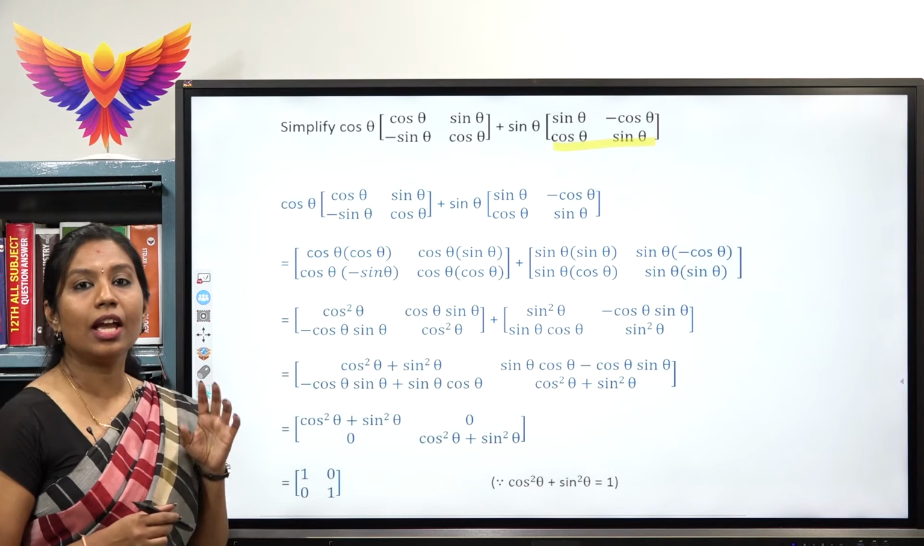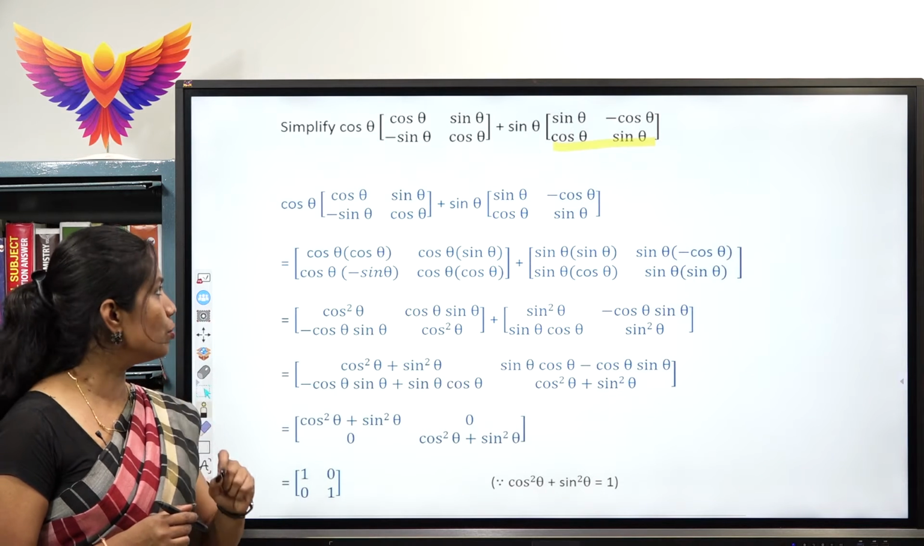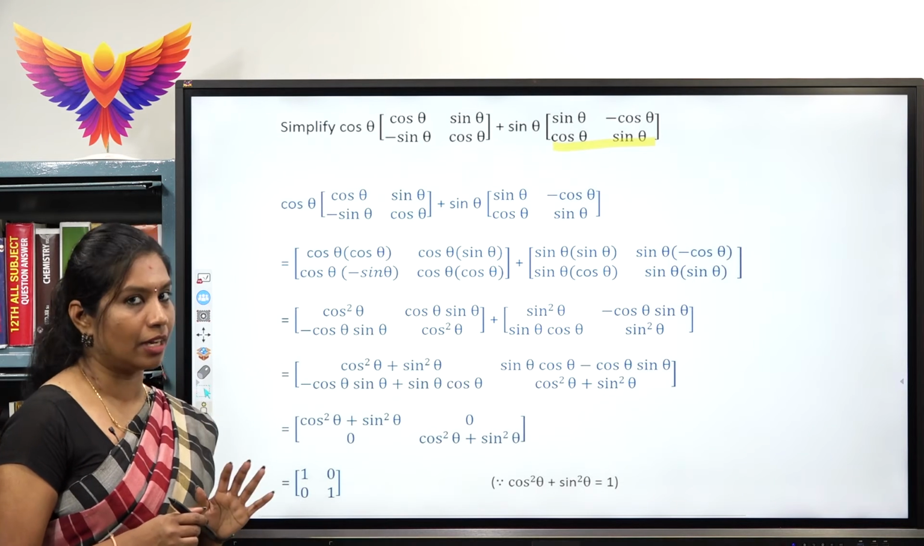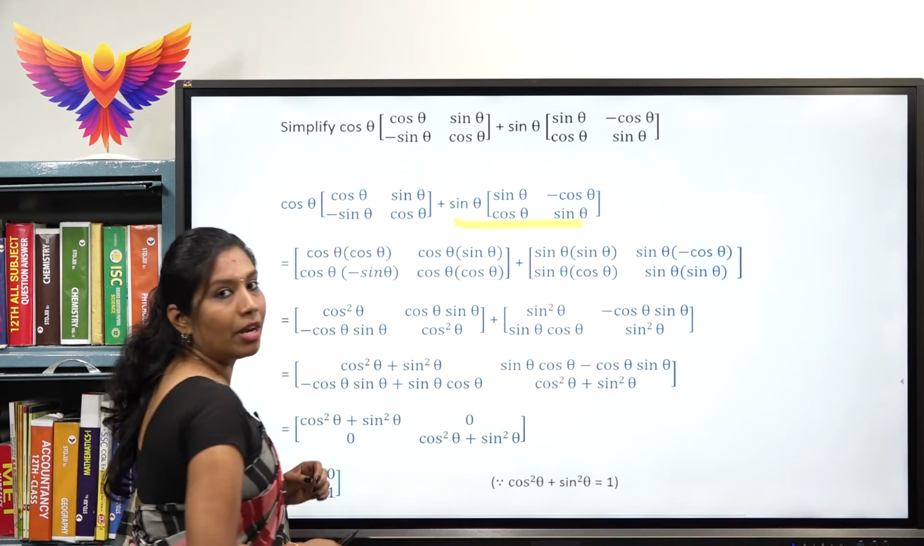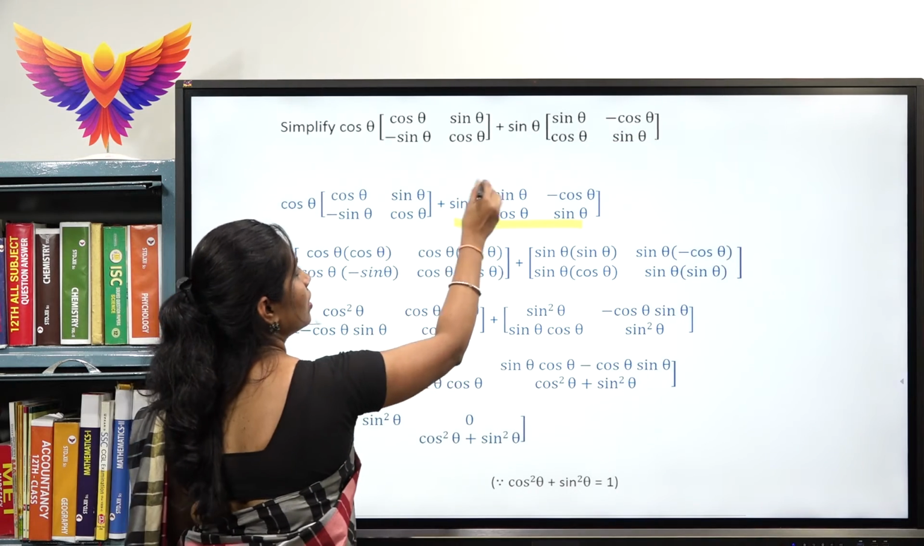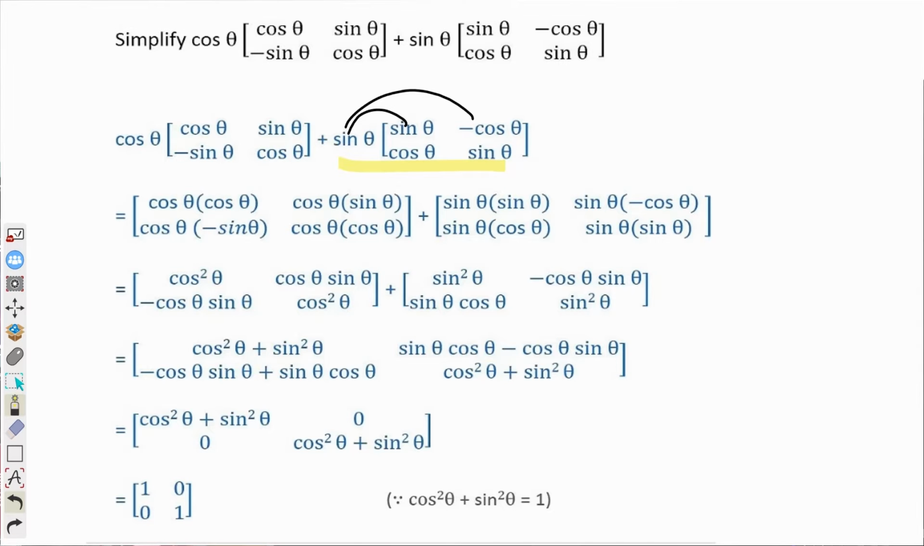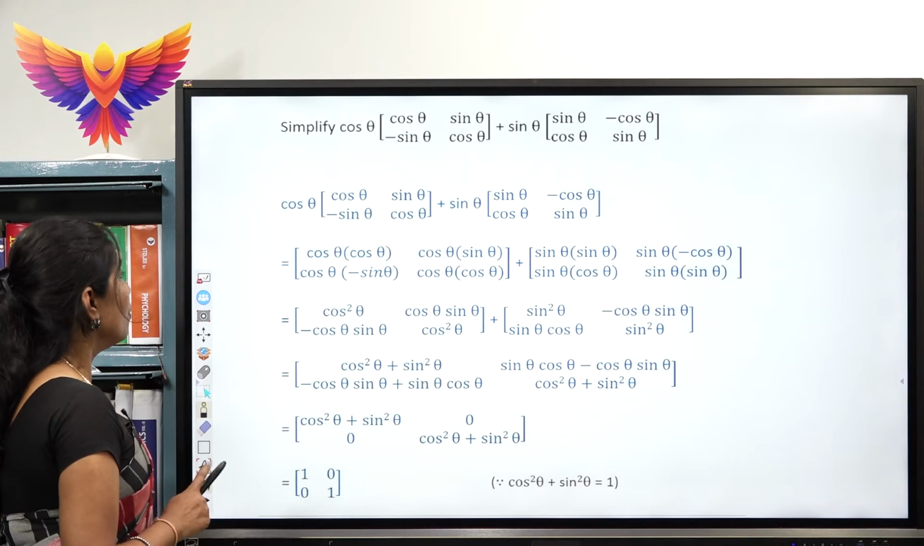each and every element of a matrix needs to be multiplied with the cos theta here. Similarly, when it comes to the second matrix, each and every element of a matrix should be multiplied with sin theta. We need to multiply throughout with sin theta. Simplifying it, what will we be getting?